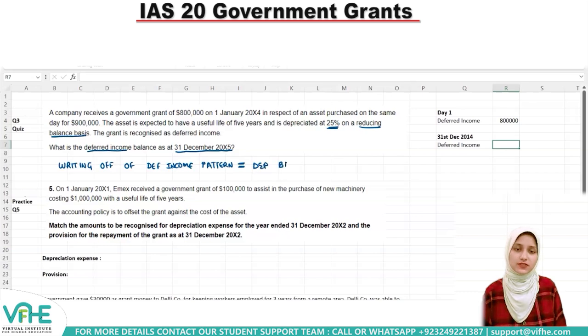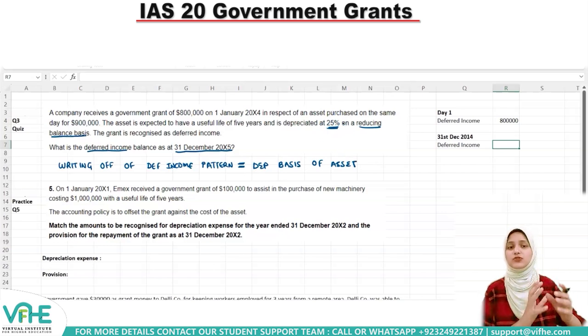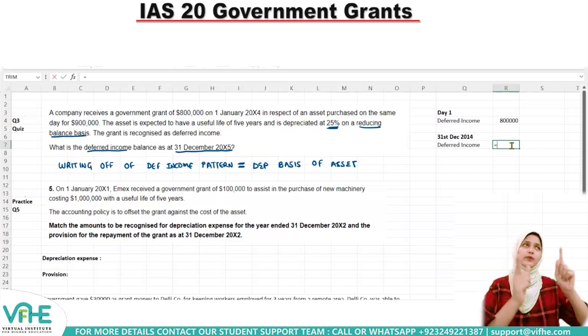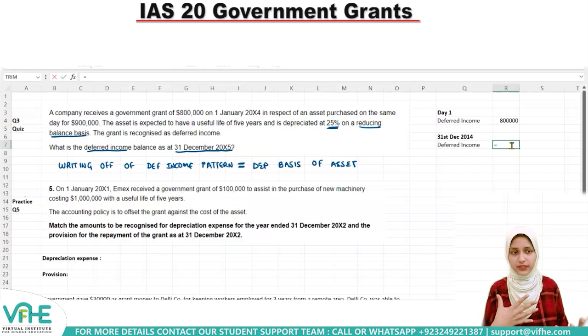depreciation basis of asset. Okay, so in this case, your asset is getting depreciated at 25% on reducing balance basis. So same thing, your deferred income will also get written off basis 25% on reducing balance basis. Okay, so now when I'm going to write off 25%, or I'm going to recognize 25% of the income from 800,000 in my profit and loss statement, only 75% of the deferred income will remain. So what I'll do is, instead of taking 800,000 less 25% of 800,000, that's too long for me, right? What I'll do is I'll simply take 75% of 800,000.